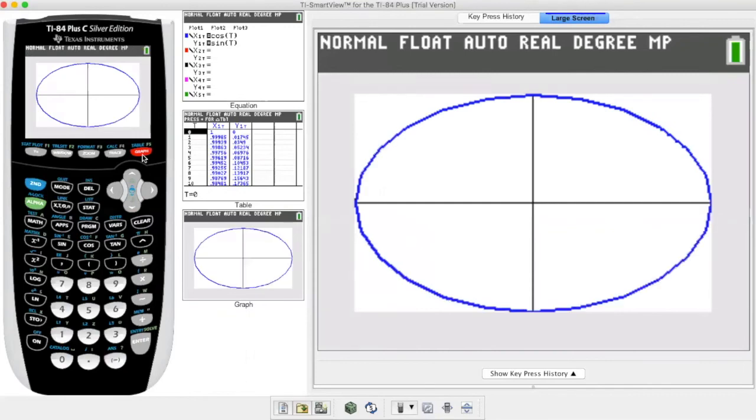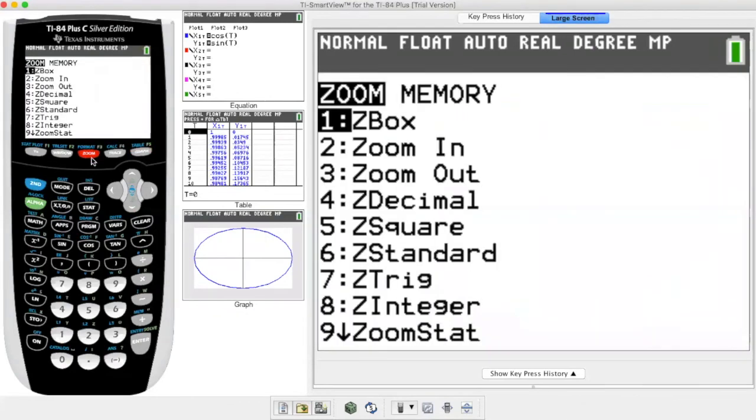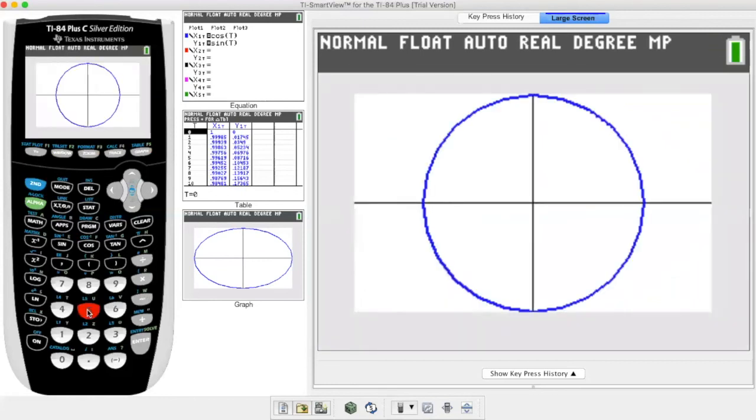And it looks like an ellipse. I thought this was a circle. Well, it is. The display on your screen, the pixels are wider than they are tall. So to compensate for that, you need to hit Zoom, which is in the top row, and Square, which is option 5. Zoom Square compensates for the rectangular array of your screen and makes it look correct. So now we are in good shape.